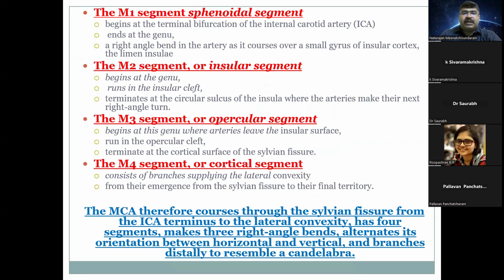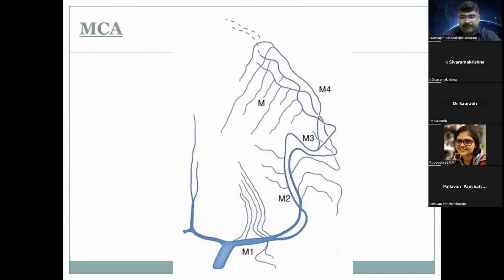So the M1 segment is the sphenoidal segment. It begins at the terminal bifurcation of the ICA and ends at the genu, a right angle bend in the artery as it courses over a small gyrus of insular cortex, that is the limen insulae. So that is the genu. So M1 is not from the origin of the ICA to the bifurcation. Always remember M1.